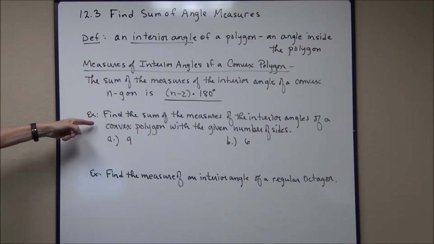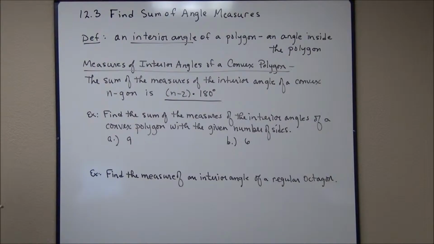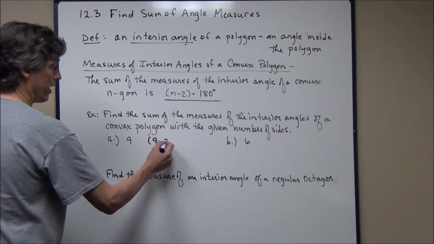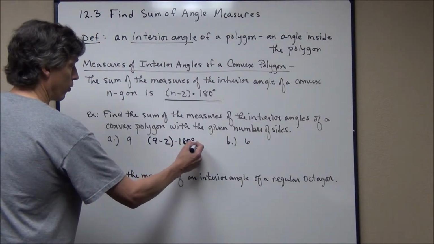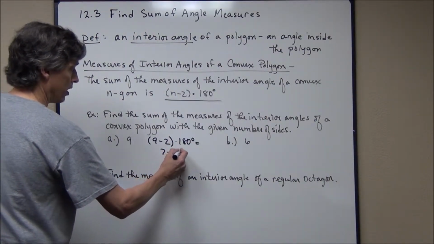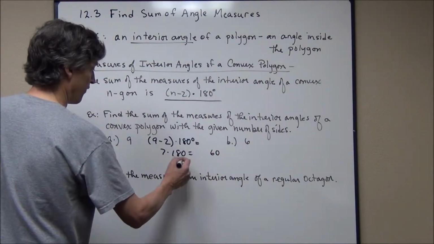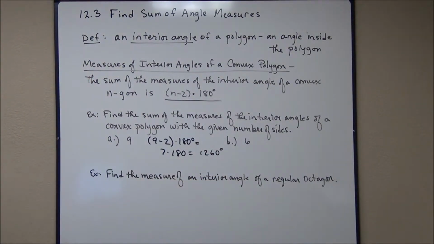Let's try a couple of examples here. Find the sum of the measures of the interior angles of a convex polygon with a given number of sides. 9 sides, a nonagon. So what I'm going to do is plug 9 in for n. I'm going to have 9 minus 2 times 180 degrees. Well, 9 minus 2, of course, is 7. 7 times 180 degrees. Let's see if I can do my arithmetic here. 6 carry a 5 looks like 1260 degrees for all 9 interior angles.